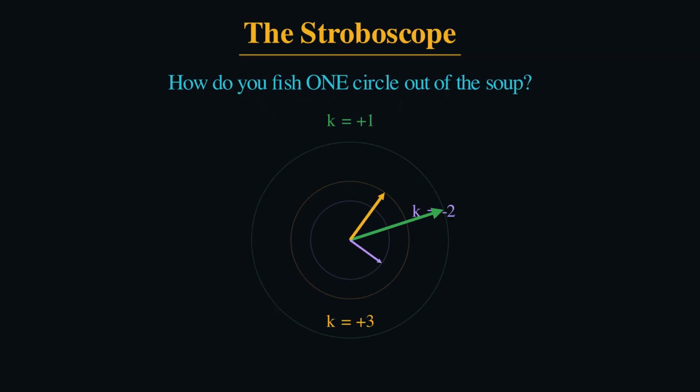Now the question this whole video hangs on. The drawing is a soup of spinning components, all mixed together. Pause for a second. How would you fish out just one circle? Here are 3 components spinning at speeds 1, 3, and -2.